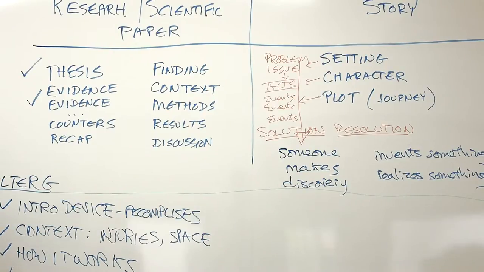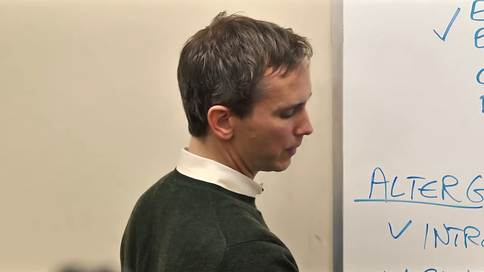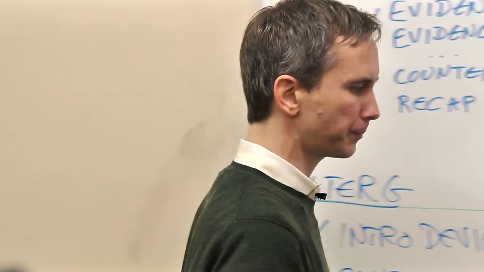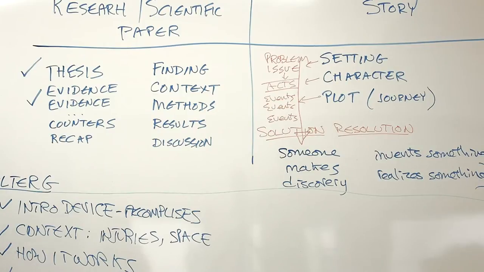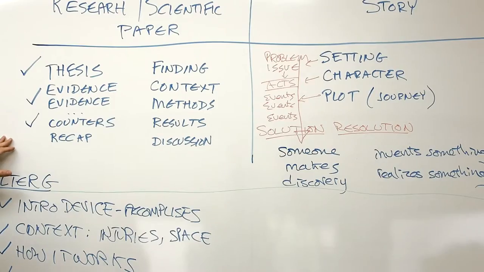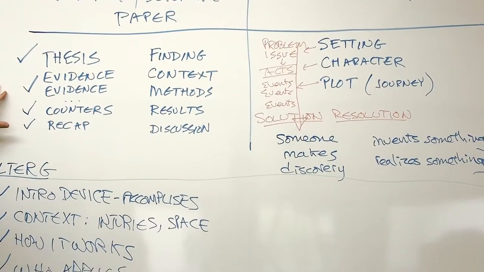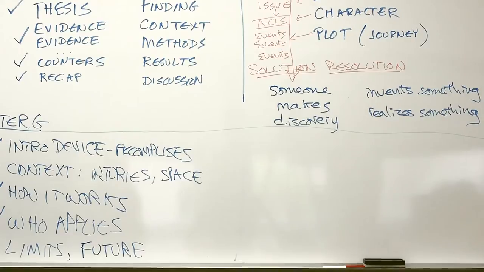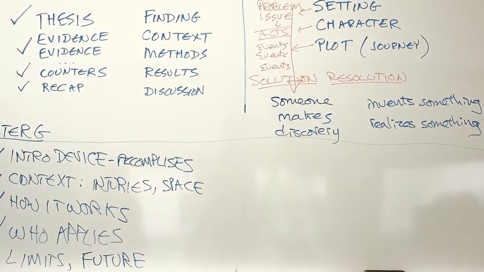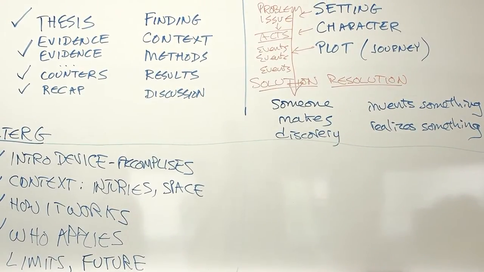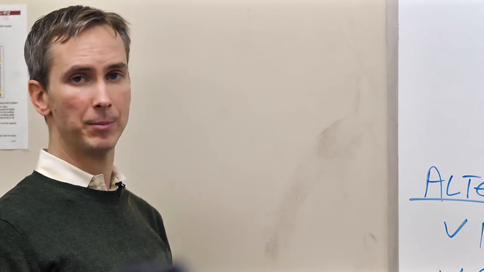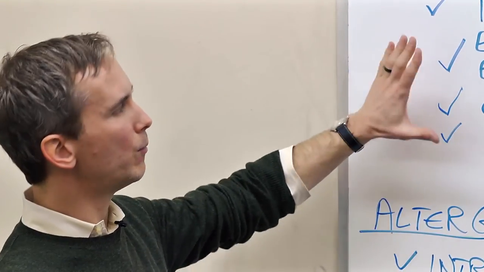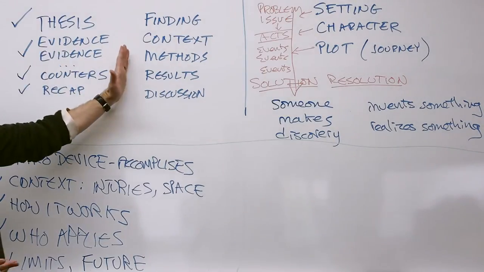And then the next thing you probably would do or could do is describe who it applies to. Who are the main people affected by it? And then you might conclude with limits and then also what the future holds, other applications, other things that it might do. And this would essentially address maybe counterarguments. That would be the limits and possibilities for the future. So this would conform both in some ways to the research paper and the scientific paper.